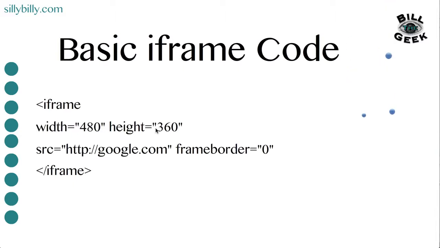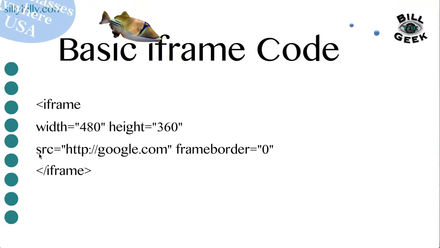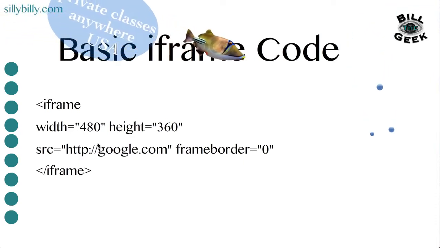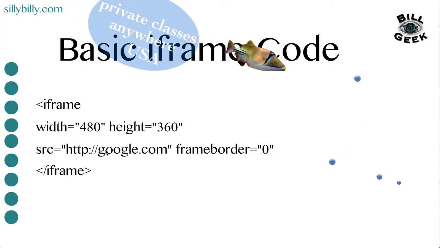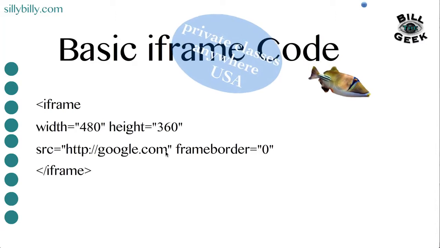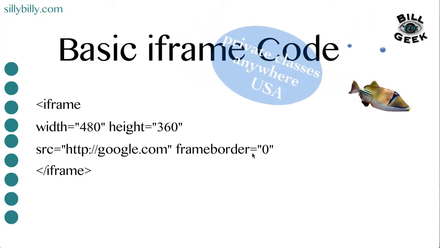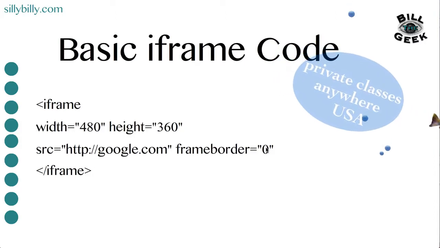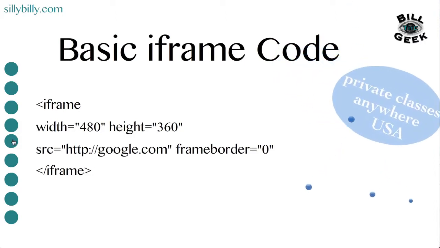You can set the width and height of the iframe that you're bringing into a page. All you have to do is in the iframe tag put in your source code, where the page is coming from. If it's coming from your site, of course, this would just be called page1.html or PHP. Frame border, you want to set frame border at 0 so nothing shows up around it. You close the iframe tag.